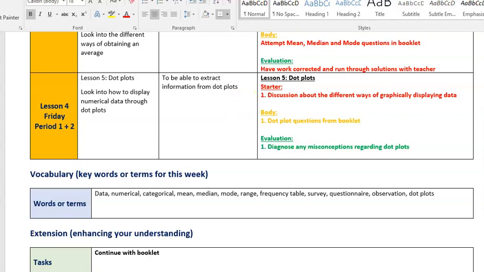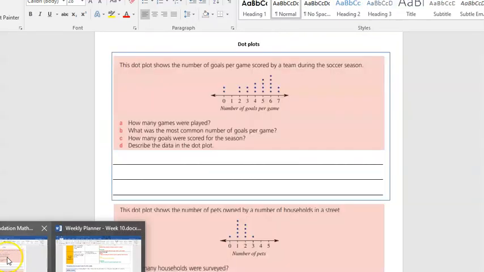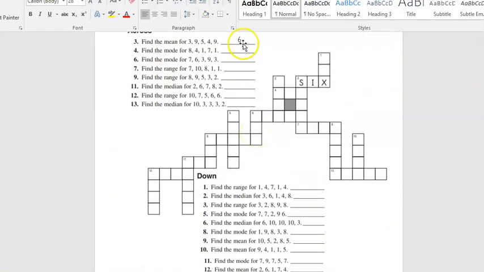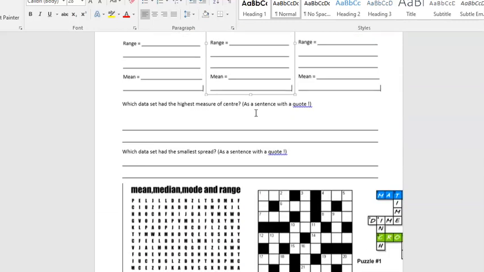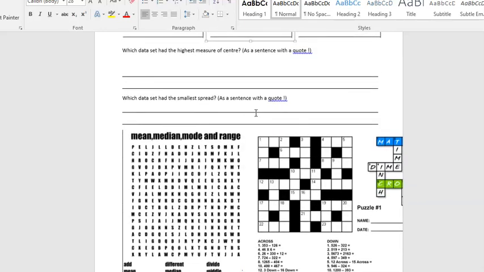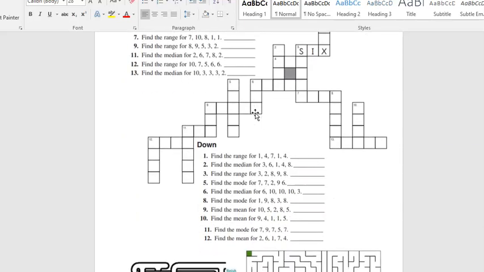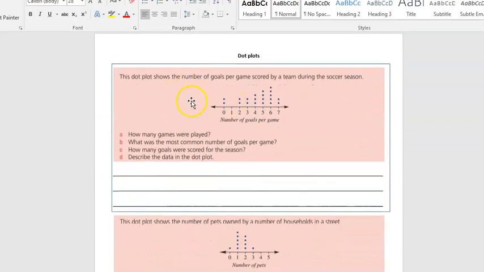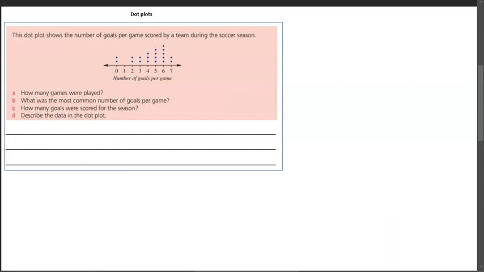In the booklet that you'll have, just after the different types of mean, median, mode and range questions, you'll have some different puzzles and things to work out. After that come the dot plots, and this is the set work that you will be working on. With dot plots, I'm going to run through this example.